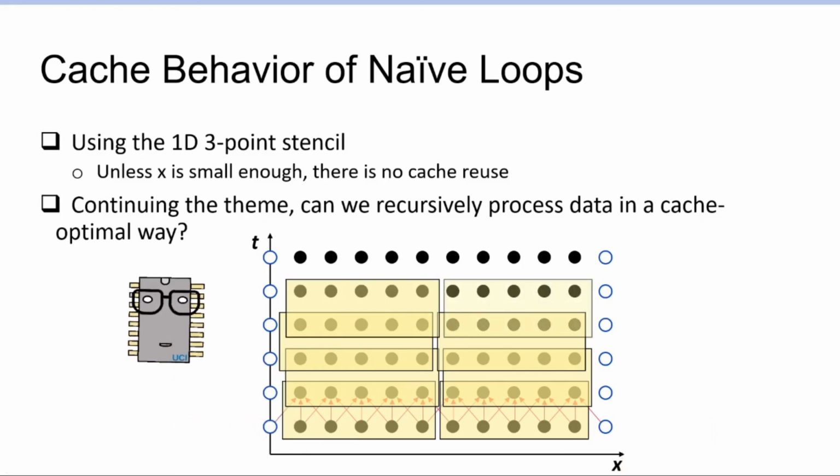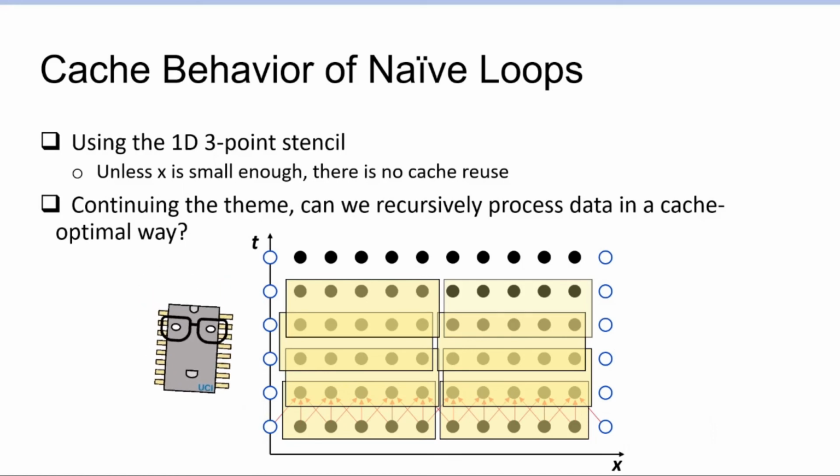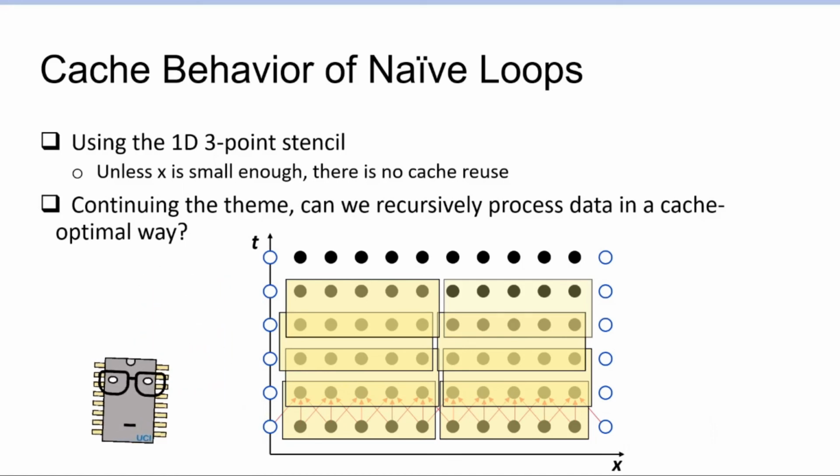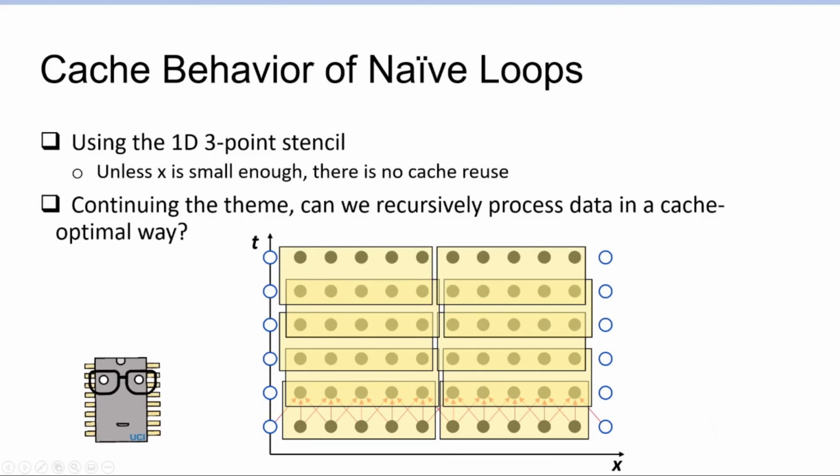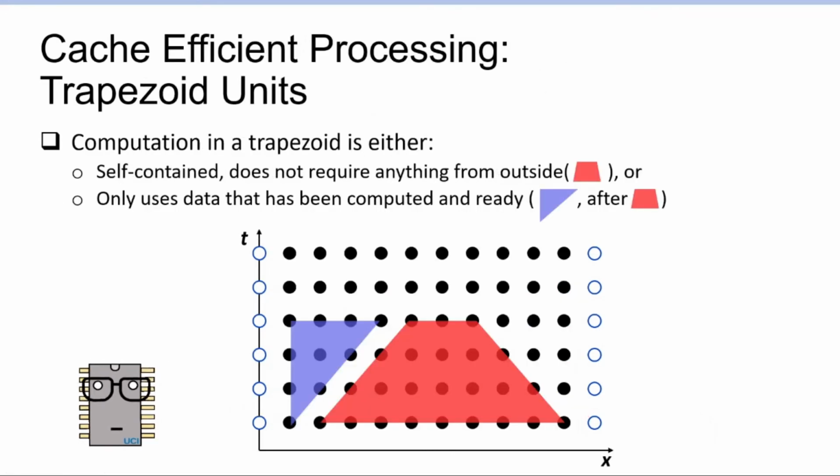So continuing the theme, can we recursively process this data in a cache optimal way? And yes, we can, of course. And one approach of doing cache oblivious stencil operations is dividing the work into trapezoidal units.